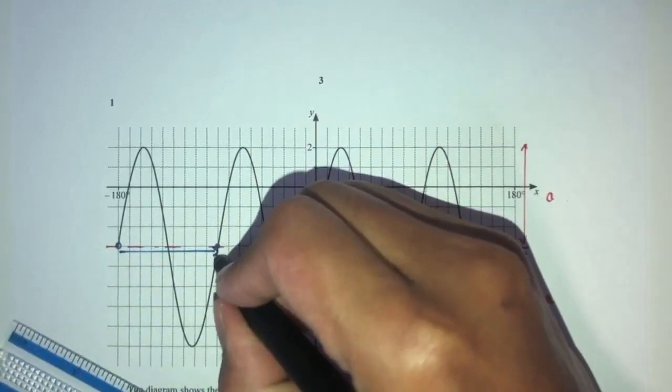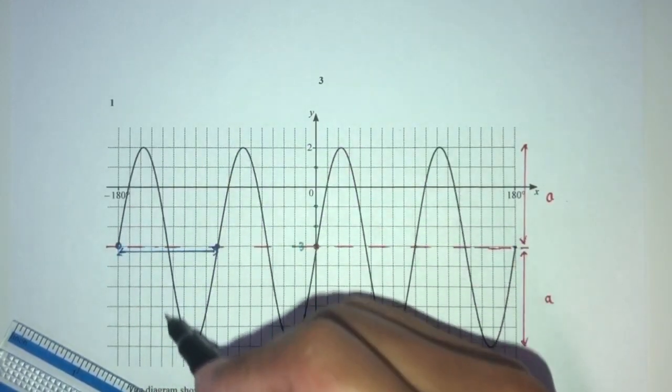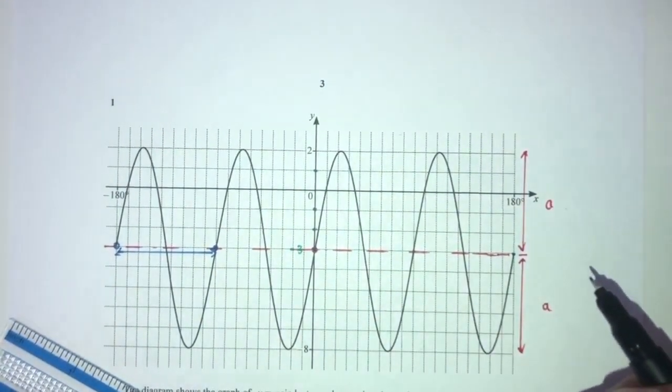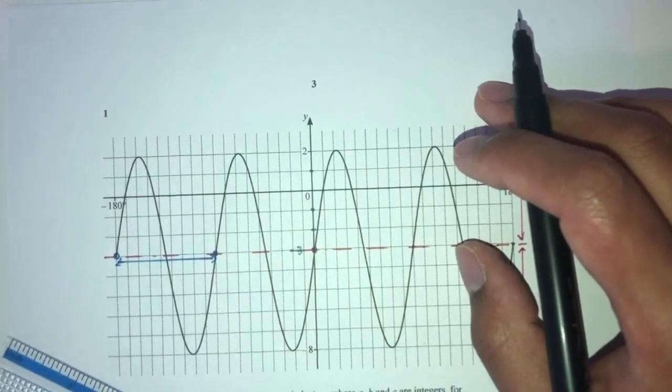Right? If that makes sense. It begins here, it goes up, it goes down, it comes back to this original position. So that's one complete cycle. Now, what is this distance? We have to measure the value.